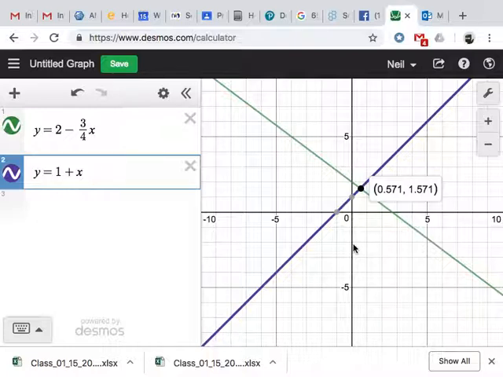1.571, those are your XY solutions. They simultaneously, those are the only X and Y that you can put in both equations and get the same result. So it's the solution. Now, I don't know about you, but that's a lot of decimal going on there.